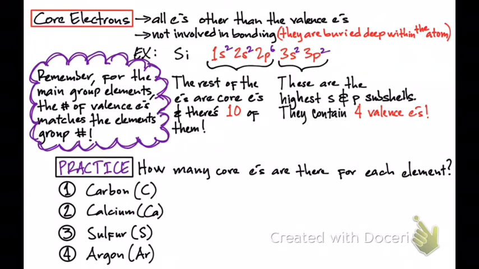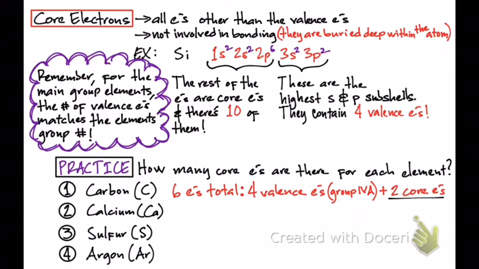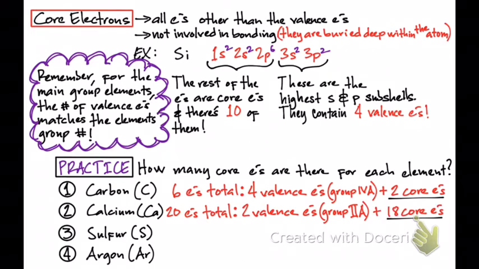So carbon in the periodic table has the atomic number 6, and so it has 6 electrons total. And we determined that 4 of them are valence electrons because it's in group 4. And so 6 minus 4 gives us 2 electrons left. And so that's the number of core electrons. And then for calcium, it has a total of 20 electrons. And it has 2 valence electrons, so we're going to subtract 2 from 20. And so we have 18 electrons left, and those electrons are core electrons.